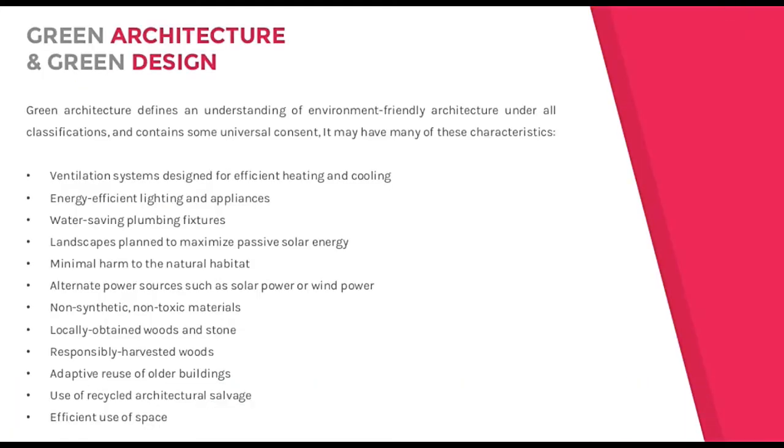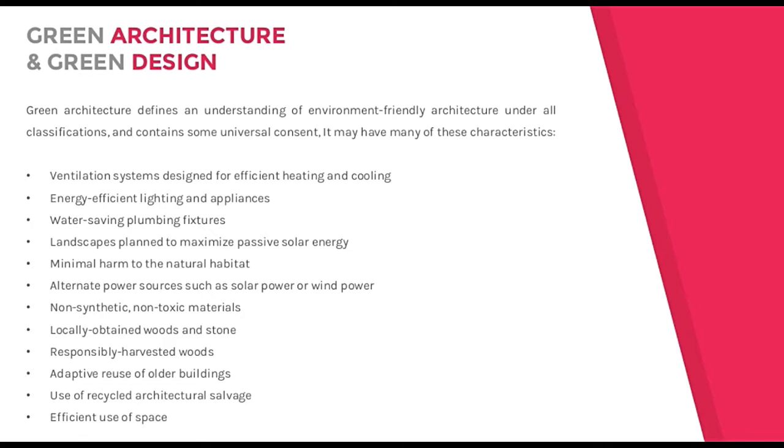Green architecture defines an understanding of environment-friendly architecture under all classifications and contains some universal consent. It may have many of these characteristics. So these are the characteristics of a green architecture design. Ventilation system designed for efficient heating and cooling, meaning by the use of free air. An architect or designer should have good ventilation for a cooling effect inside the structure.